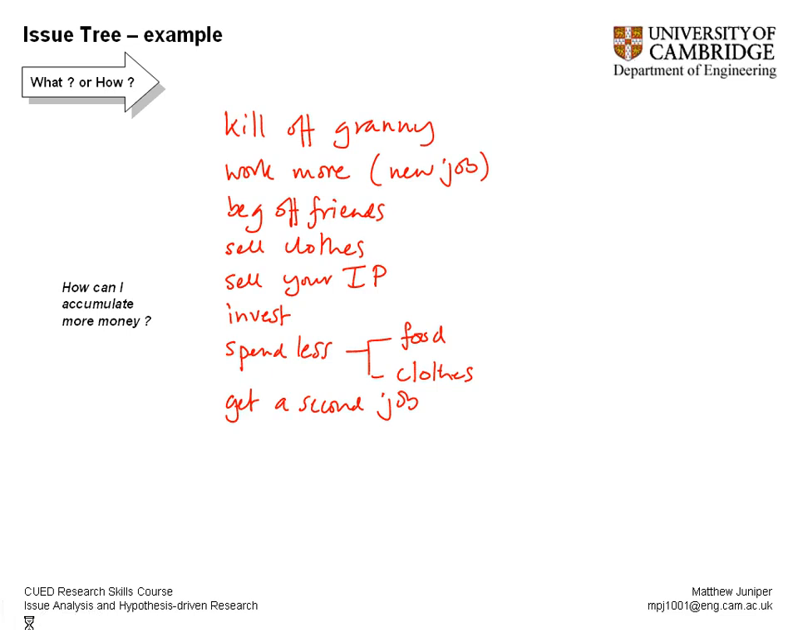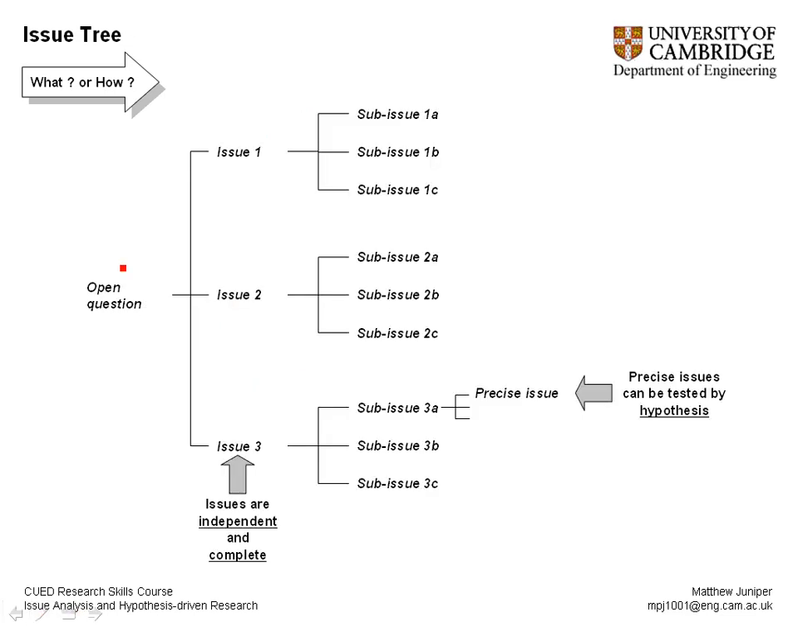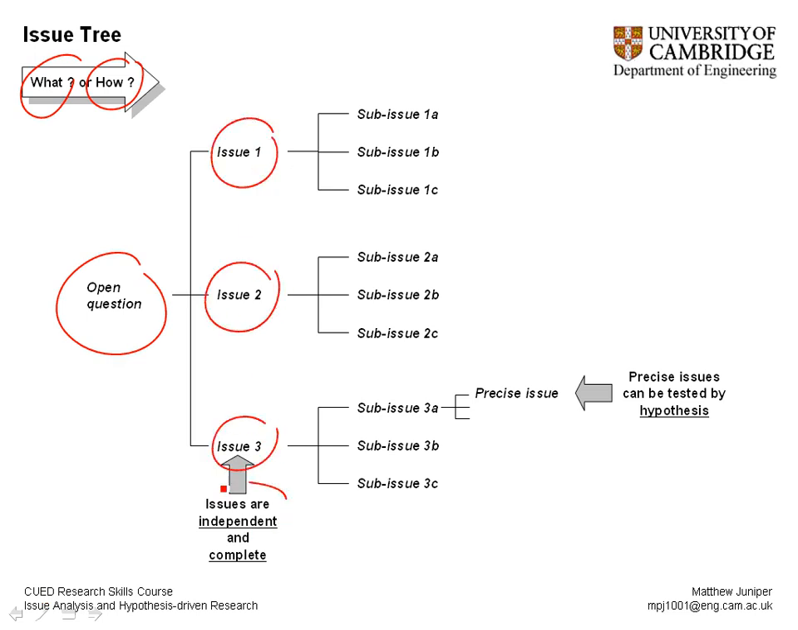Let's go back a slide and think about what to do next. We started with our big open question, how can I accumulate more money? And we asked what, or in this case how. Now what we need to do next is to look at the answers that we got by brainstorming and try and divide them up into groups. Now it helps to have 3 groups, but 2 groups or 4 groups is fine. We want to put them into issues. Now I've put 3 here, issue 1, issue 2, issue 3.